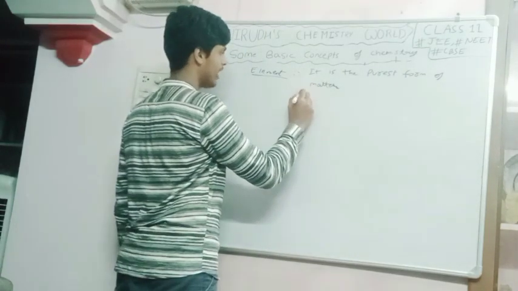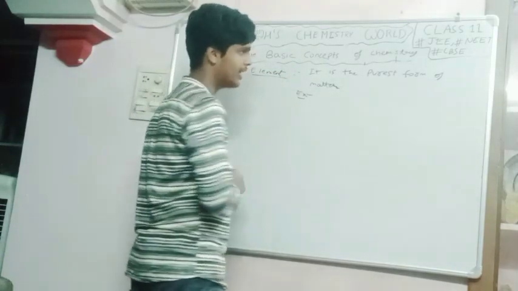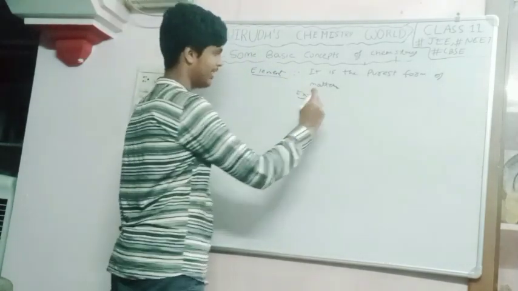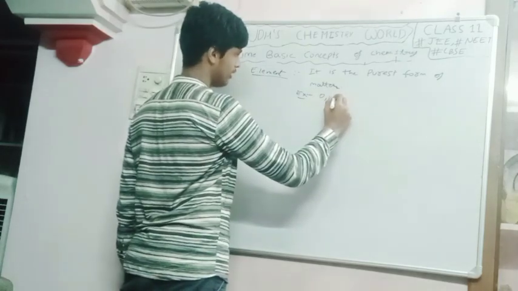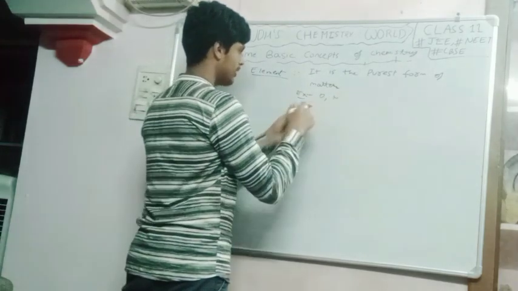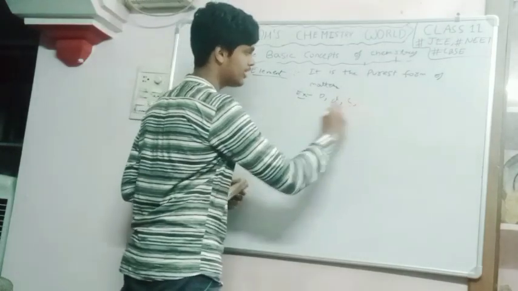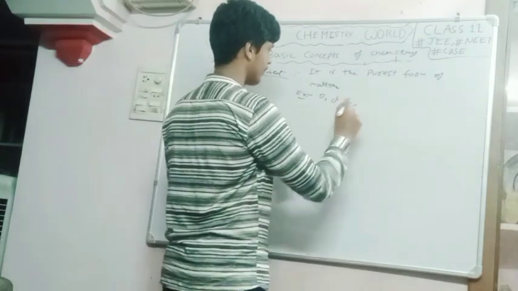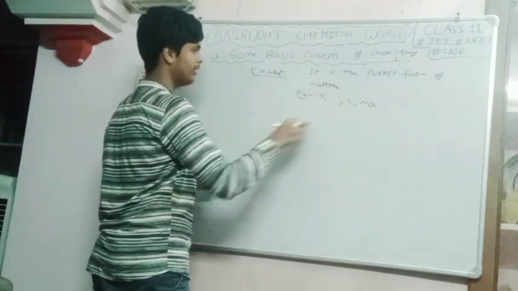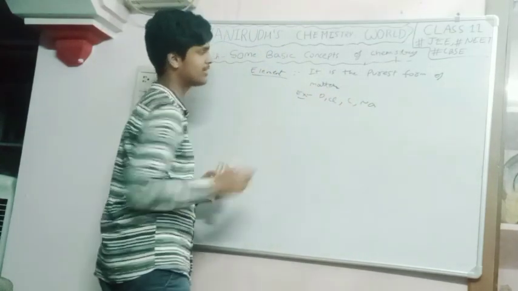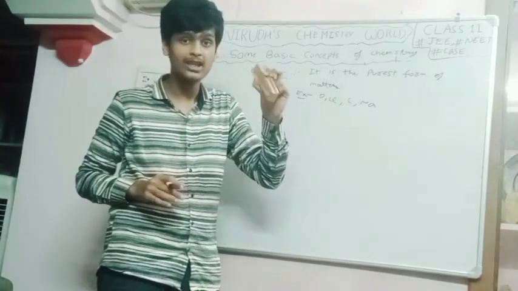Examples in elements: you will be having pure elements. For example oxygen, it's pure oxygen. Let us take chlorine, it's also pure. Carbon, it's also pure. Sodium, it is also pure. Like this, you will be finding pure elements. But in these elements, you will be finding only the pure form.